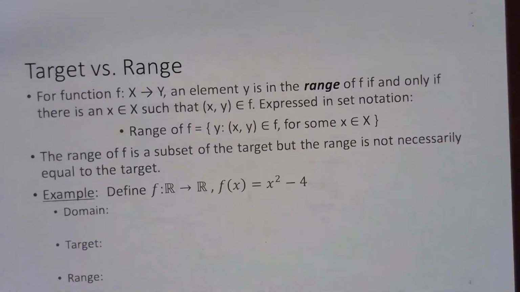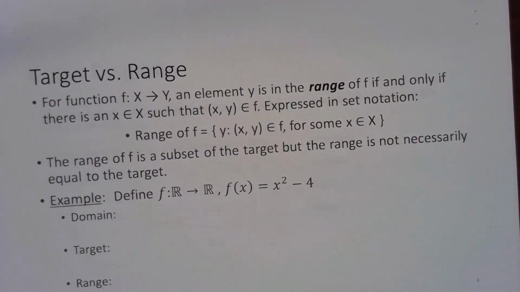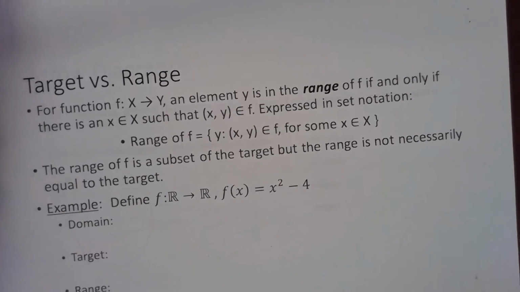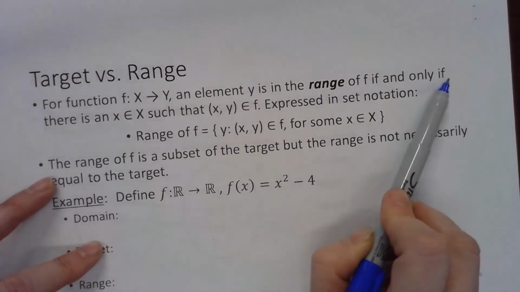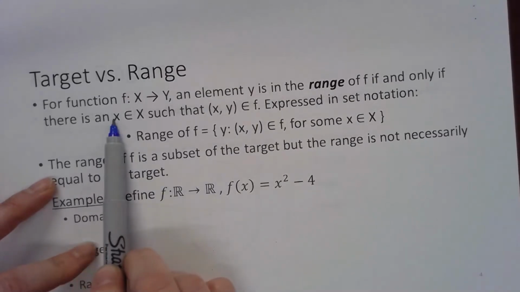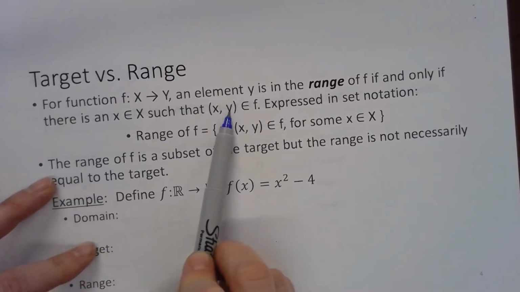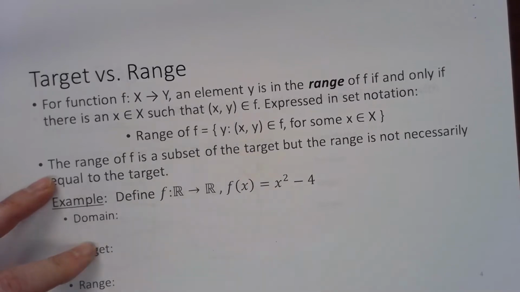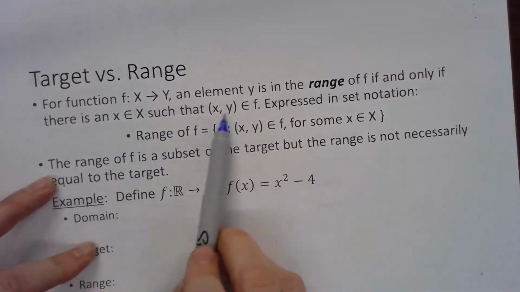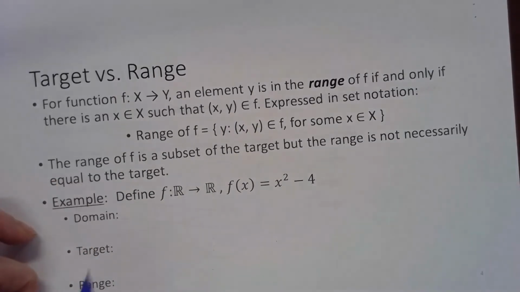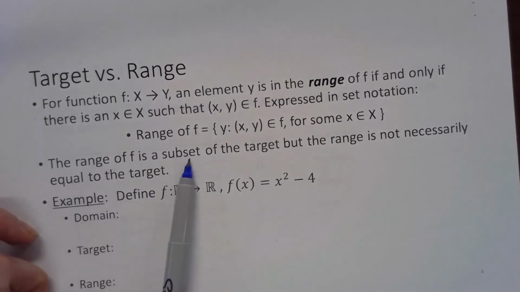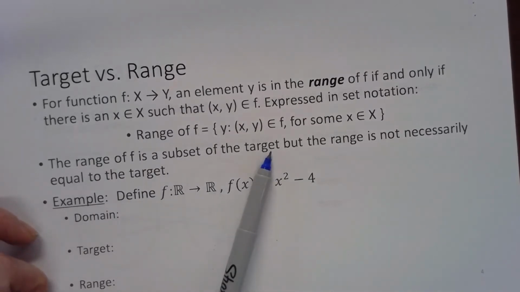So what is a range? There's a subtle difference that we have to understand. An element y is in the range if and only if you can actually find an x in the domain that maps to it. So the idea here is that you might have extra stuff in the target that isn't actually in the range. We'll look at an example. The range has to be a subset of the target, not necessarily equal to the target.